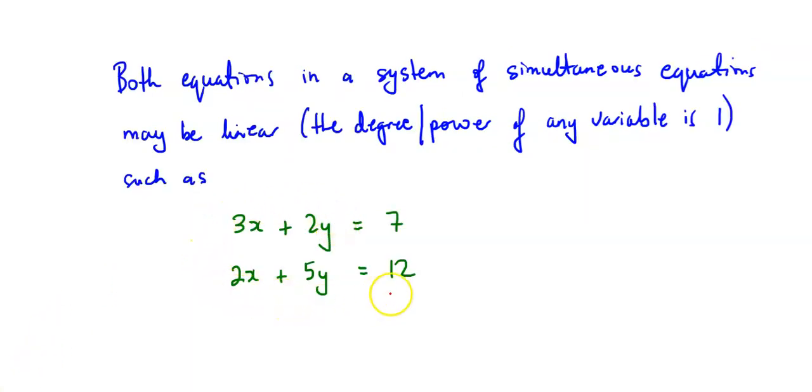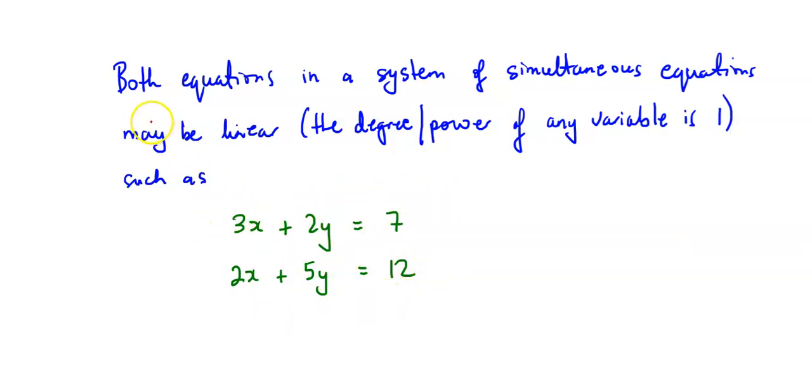Right, so here we have a pair of simultaneous equations. So basically we're going to solve these two equations at the same time, simultaneously, to find the values of x and y. So this is an example of a pair of simultaneous equations.